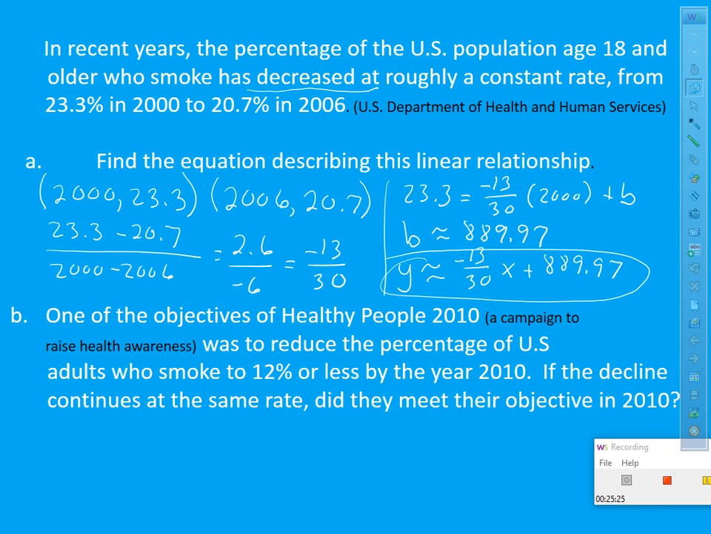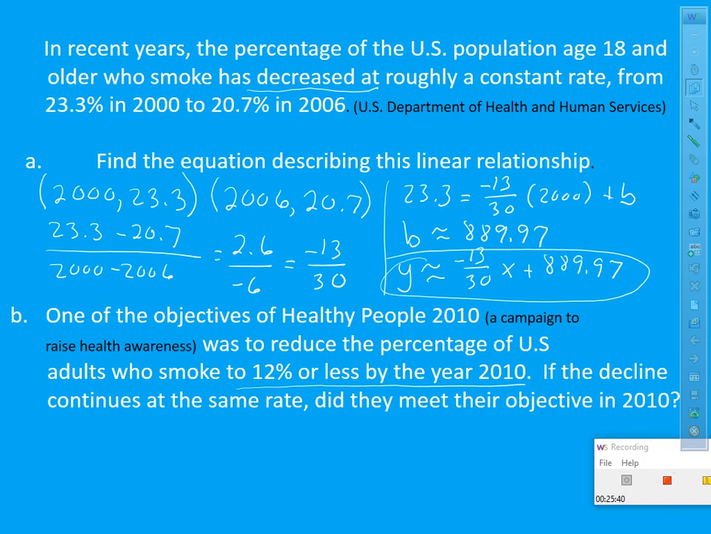And on my part B, it's just using it. One of the objectives of Healthy People 2010, a campaign to raise health awareness, was to reduce the percentage of U.S. adults who smoke to 12% or less. Oh God, that'd be awesome. If the decline continues at the same rate, did they meet their objective in 2010?